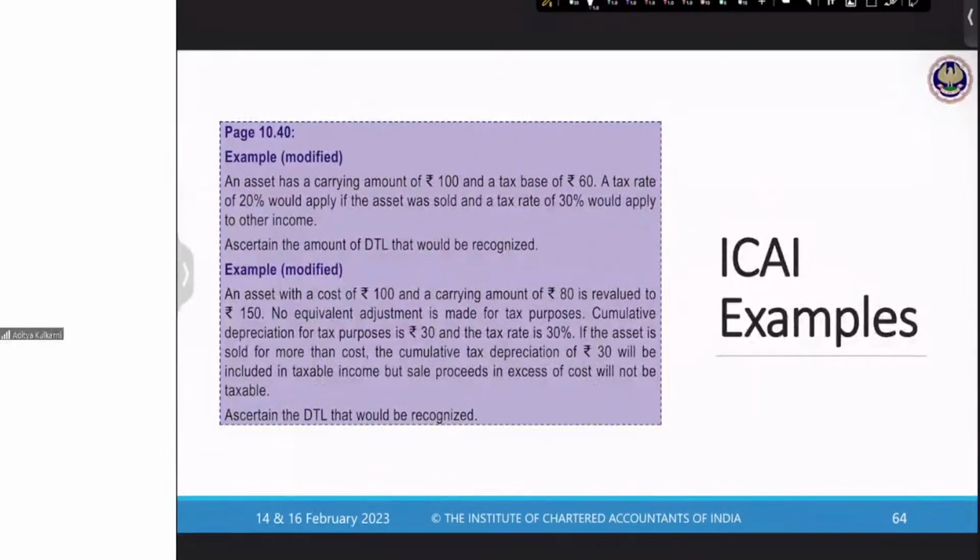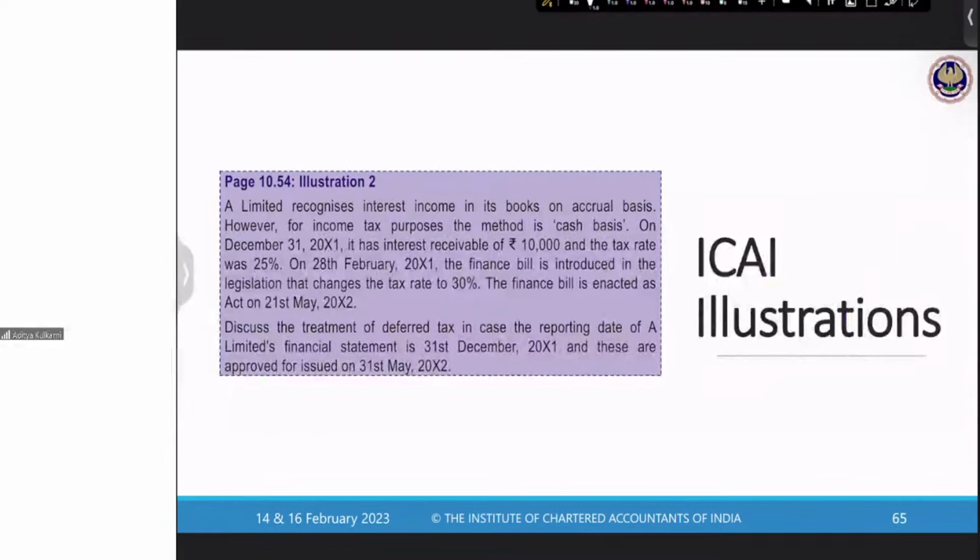Okay. So I want you to do this for homework. It is simple. I want you to do this also for homework. You should be able to solve that. Okay. And illustration 2, let me see if I can record this for you.